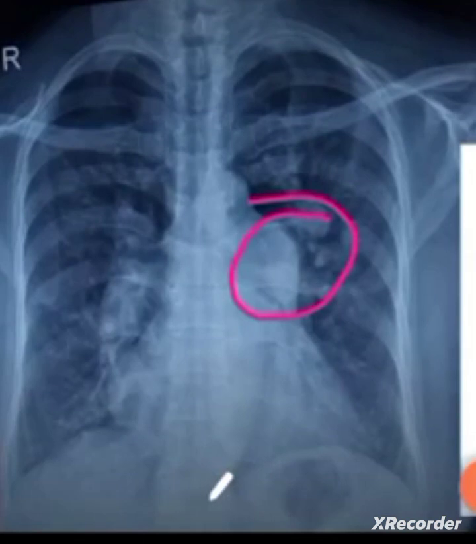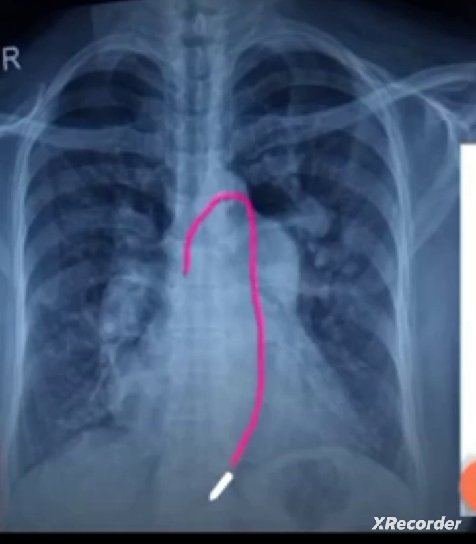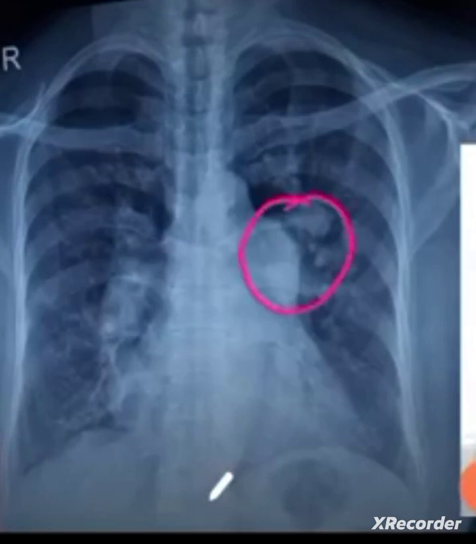Now, what is this opacity? Normally, you can appreciate the aorta behind. This is the aortic line, and this over here is the pulmonary trunk. So normally there is a concavity. In this X-ray, the concavity is lost and replaced by an opacity. Also, if you see over here, the size of that is increased.